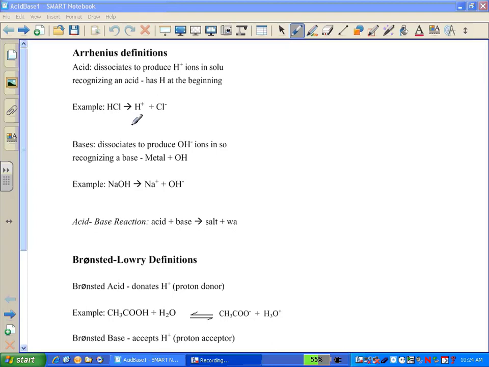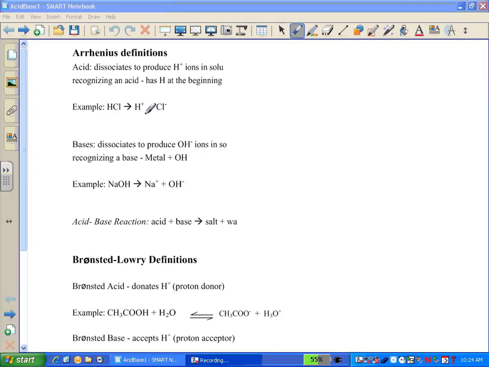Bases, by Arrhenius' definition, dissociate to produce hydroxide ions in solution. You can recognize an Arrhenius base by the ionic formula composed of a metal and a hydroxide ion. So sodium hydroxide fits this definition well, as it dissociates in water to produce sodium ions and hydroxide ions.